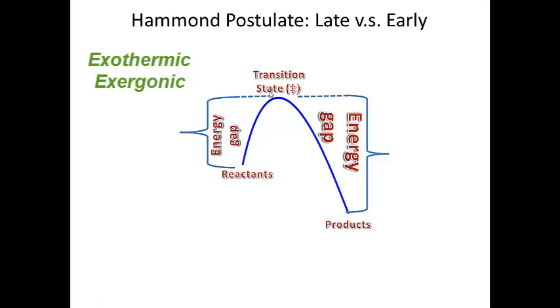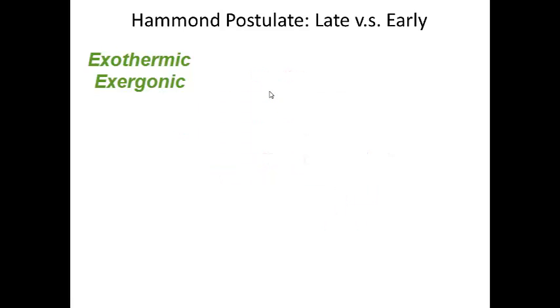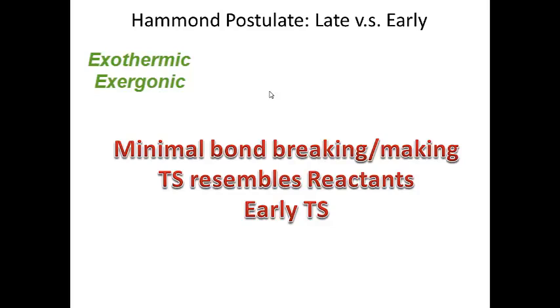And so for an exothermic reaction, the Hammond postulate simply states that there is minimal bond breaking and bond making. We can make that assumption because the transition state resembles the reactants, right? And then we call this type of transition state early. So an early transition state. So that means that the transition state doesn't look much like the product. It looks a lot more like the reactants, right? And this is for an exothermic reaction.